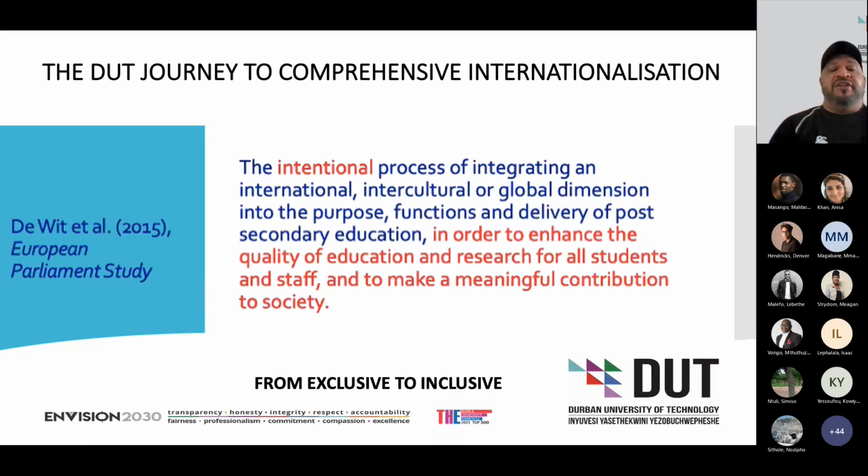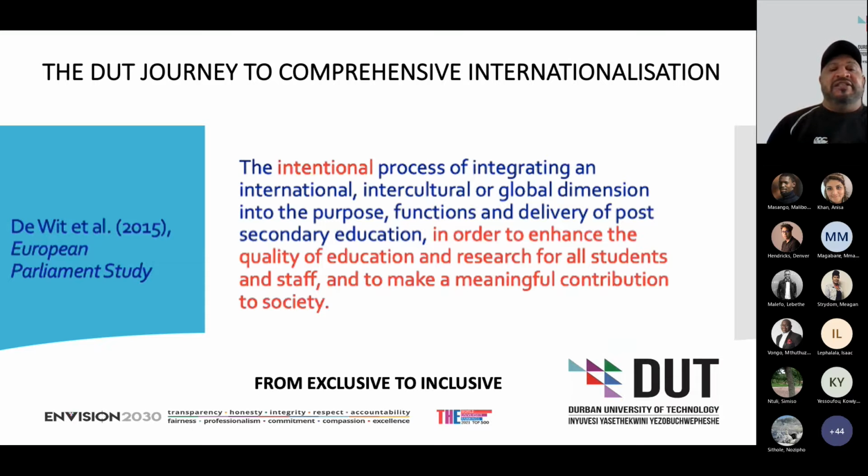Now at DUT, we moved from what we saw as an exclusive form of internationalization to an inclusive form of internationalization. That's one of the benefits of comprehensive internationalization. John Hudzik himself, who coined the term comprehensive internationalization, often speaks about internationalization of the curriculum being the first step into comprehensive internationalization. And so at DUT, this is the step that we took.